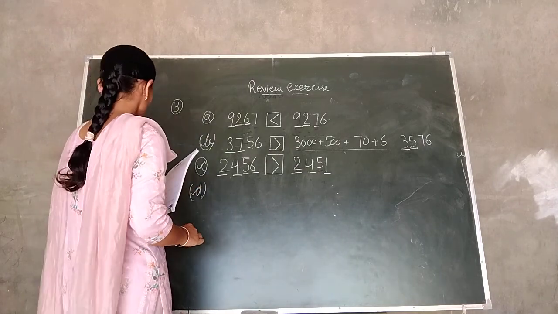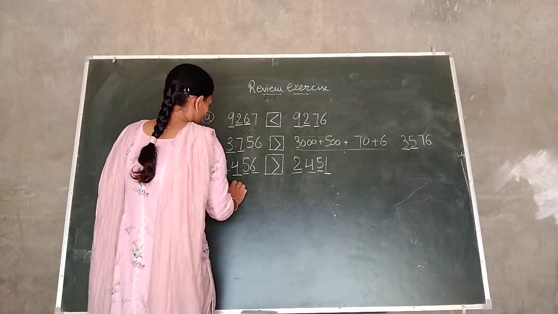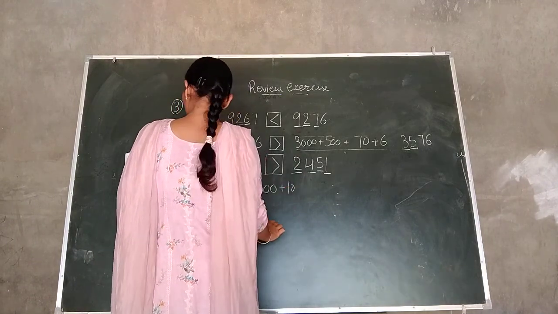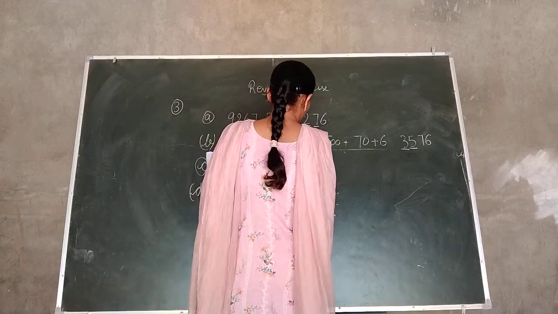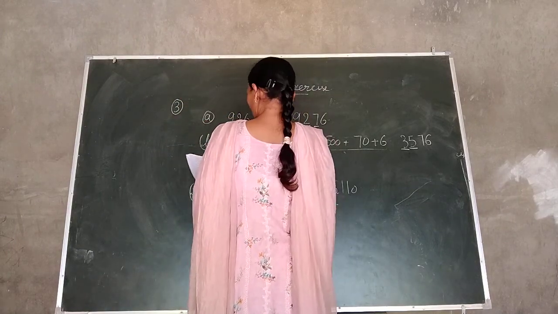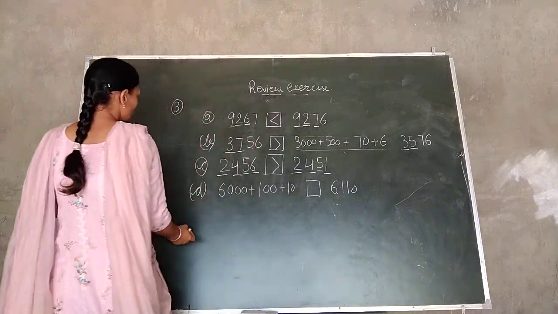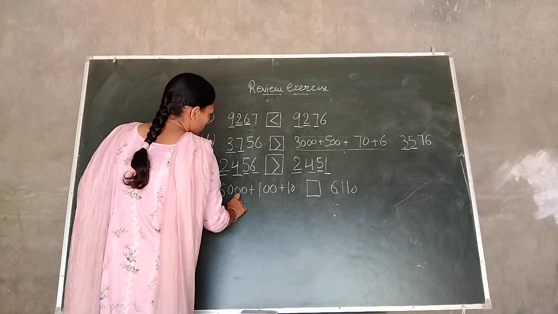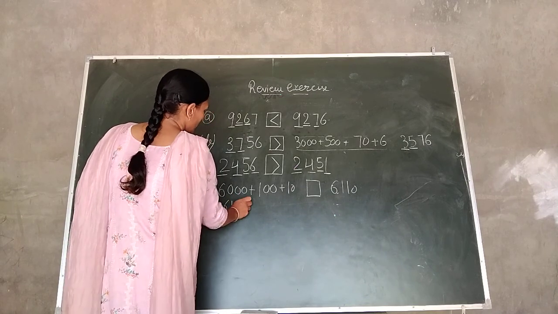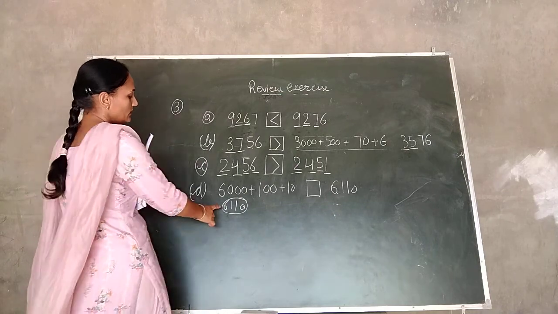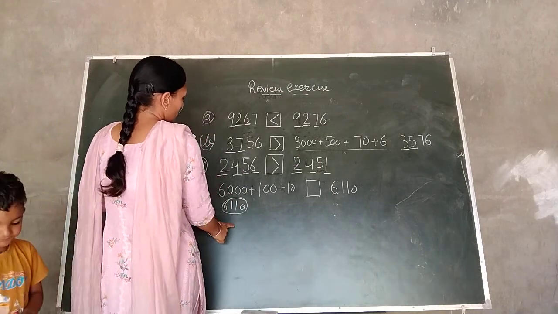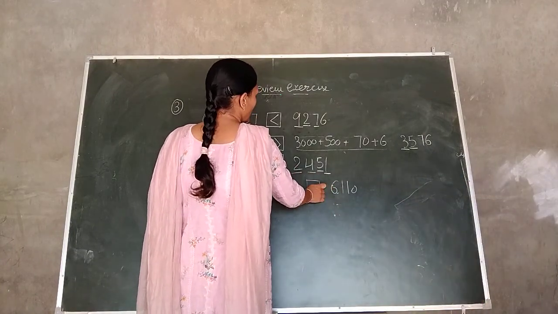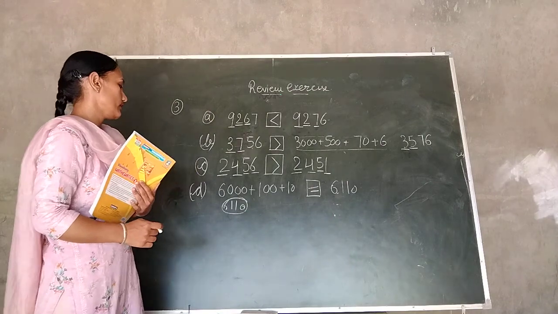Next, D part: 6000 plus 100 plus 10. That is 6110. So in ones place we have 0. In tens place we have 1. In hundred place we have 1 and in thousand place we have 6. So this number is 6110 and this number is also 6110. Both are equal.